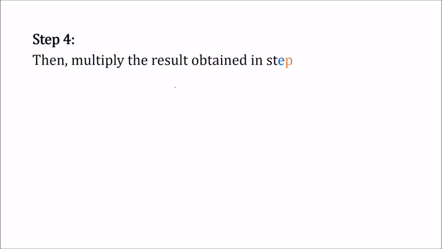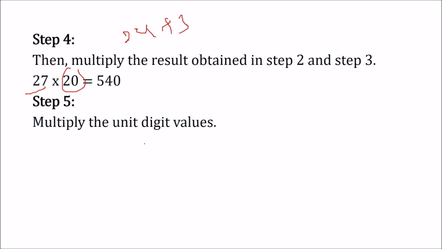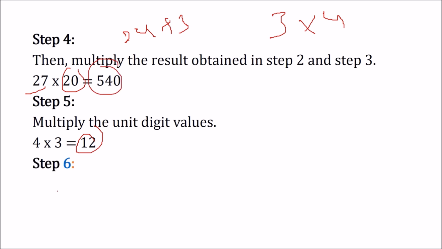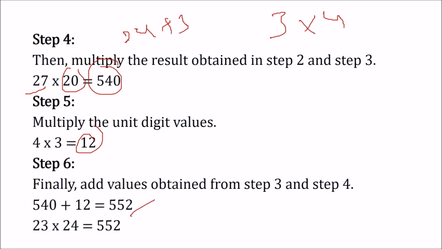The next step is to multiply the result which you just obtained. So 27 you obtained from 24 plus 3, and 20 was obtained from subtracting the unit digit. So that will be 540. Now you multiply the unit digit values. What were they? 3 into 4, that will be 12. So this 12 and this 540 need to be added now. Finally, we add these two numbers, 540 plus 12, that is 552. And hopefully you get 23 into 24 also as 552.